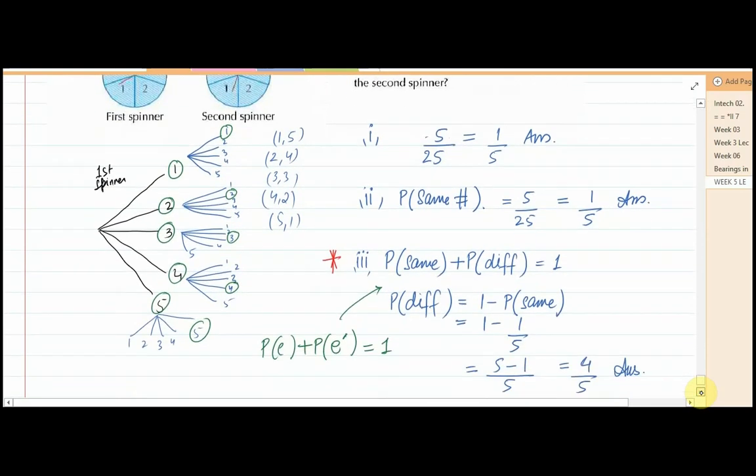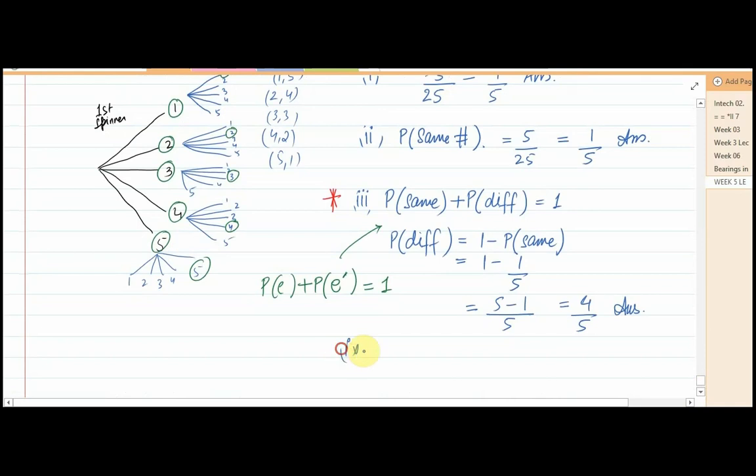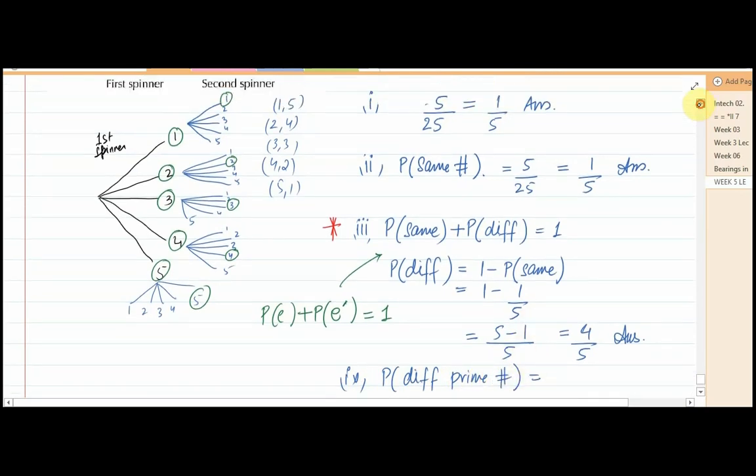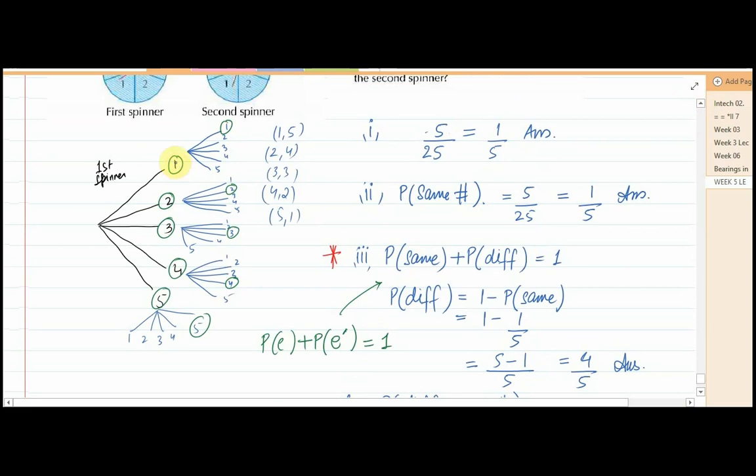Okay, so part 4 is two different prime numbers. Now first thing, I will write down two different prime numbers. So 1 is not a prime number, so I cannot include 1 here, because two different prime numbers means both must be prime numbers. Now 2 is a prime number, so starting with 2, and I'm going to do it with the red pen. So first prime number is 2 comma 2, then 2 comma 3, then 2 comma 5. The three prime numbers of 2.